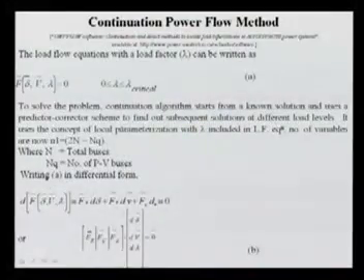Another very important method is the continuation power flow method. As I said, it can be used to get the upper and lower bus voltage limits as well. As explained, there are three methods for analyzing static voltage stability: the repeated power flow method, which includes singular value decomposition techniques, eigenvalue analysis, and another very popular method, continuation power flow, which most people are using.